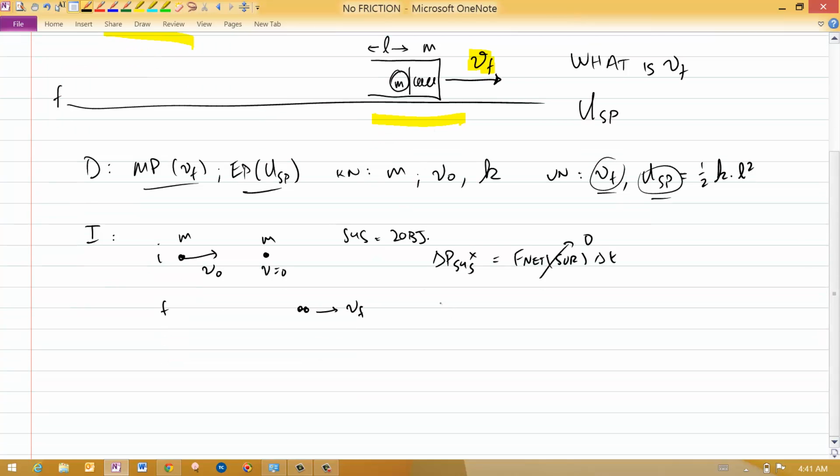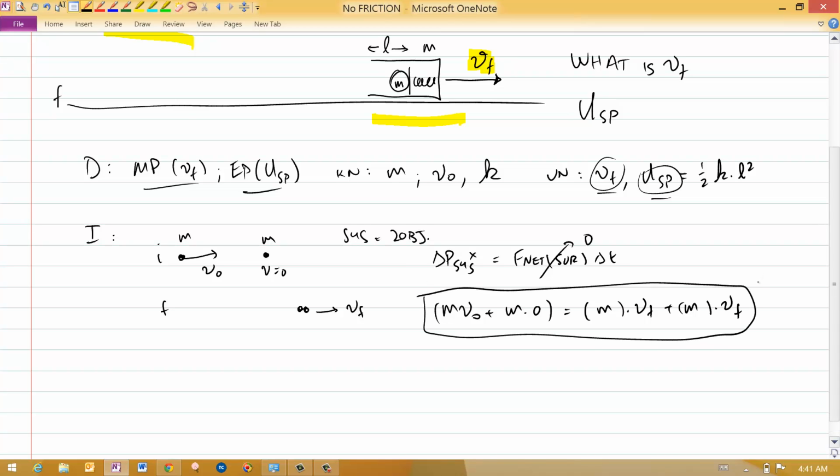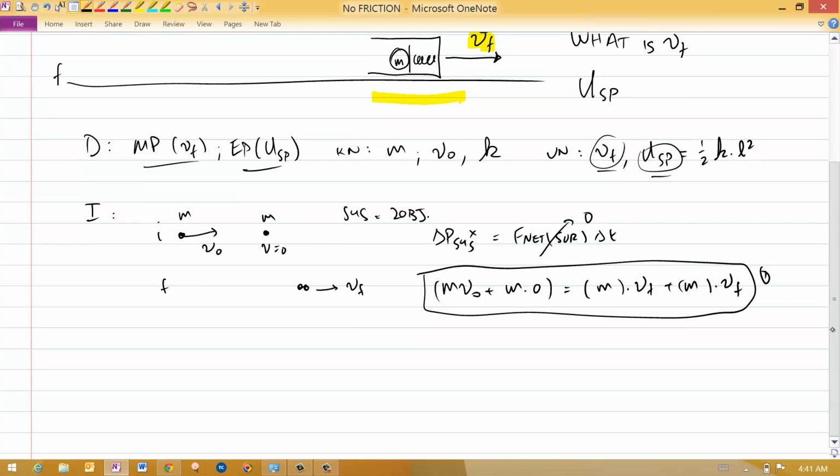So what we have is the initial momentum of the system, which is m v0 plus m times 0, is equal to the final momentum of the system, which is equal to m times v final plus m times v final. I have two objects moving with the same velocity. And we've done this one many times. That's equation number 1.